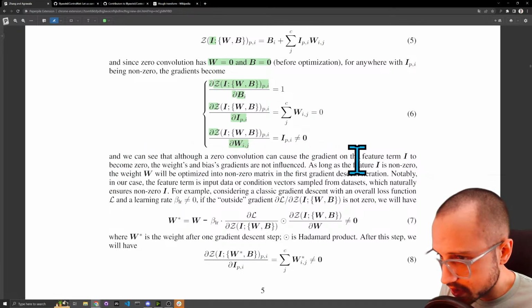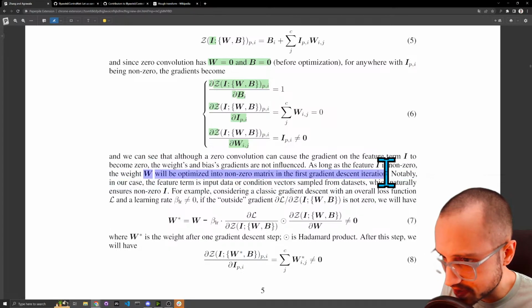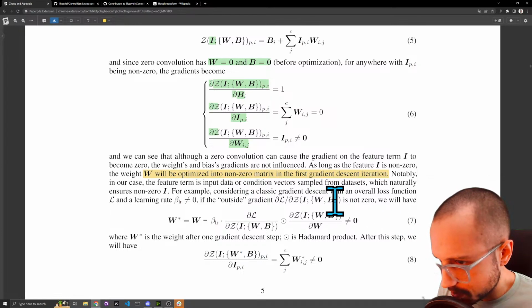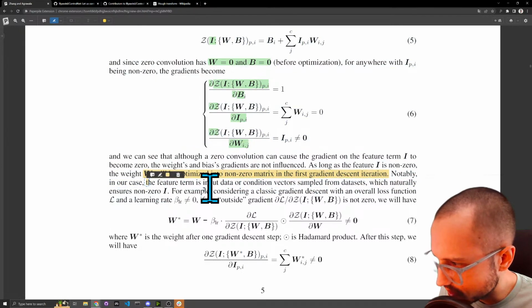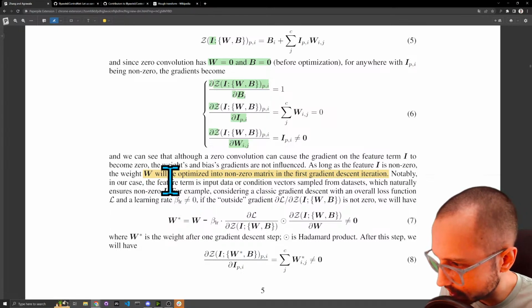Although a zero convolution can cause the gradient of the feature term I to become 0, the weights and biases gradients are not influenced. As long as the feature I is non-zero, the weight W will be optimized into a non-zero matrix in the first gradient descent optimization. Yeah, as soon as you take a step, then it will no longer be 0, and then things get interesting. The feature term is input data or condition vector sampled from datasets, which is naturally non-zero. Yeah, what would be the point of feeding a 0 input?